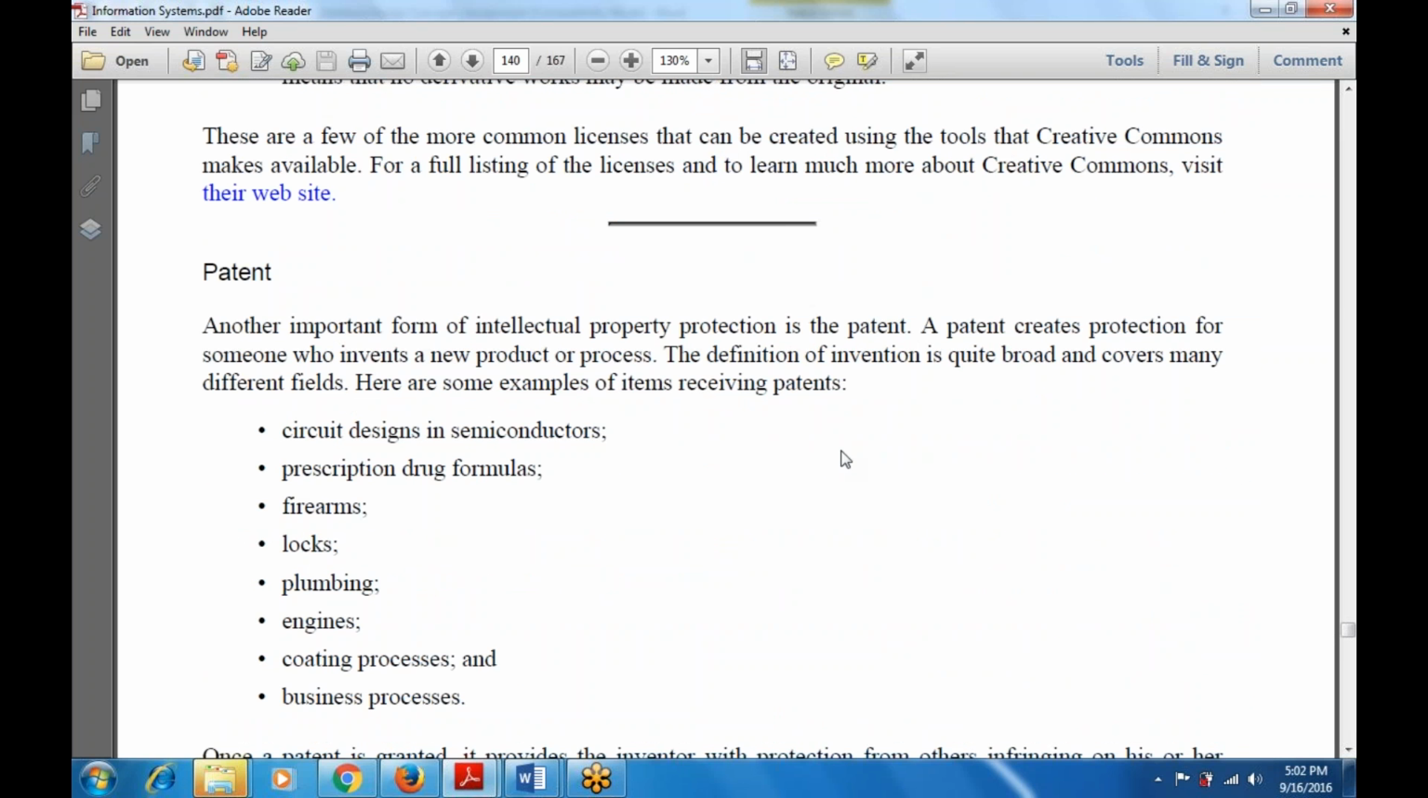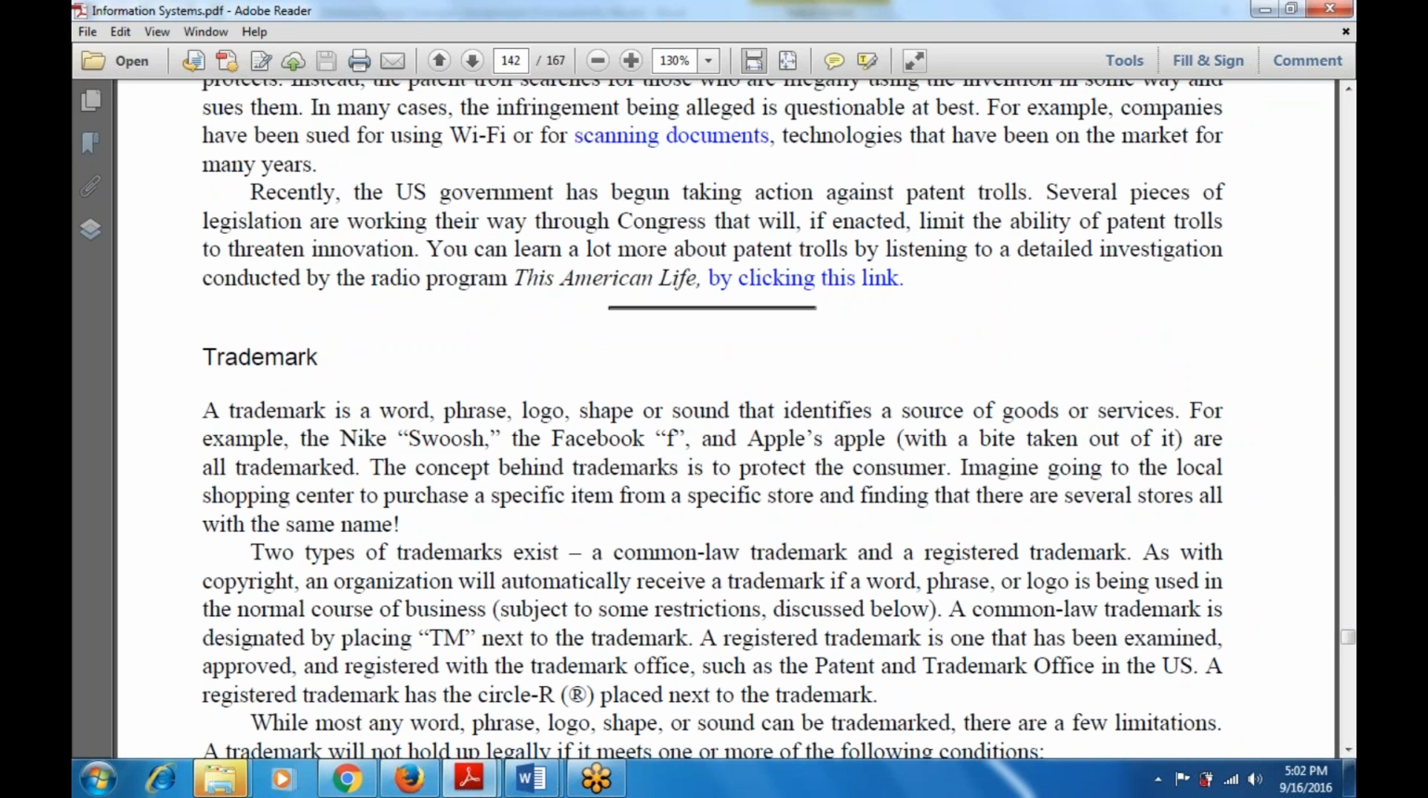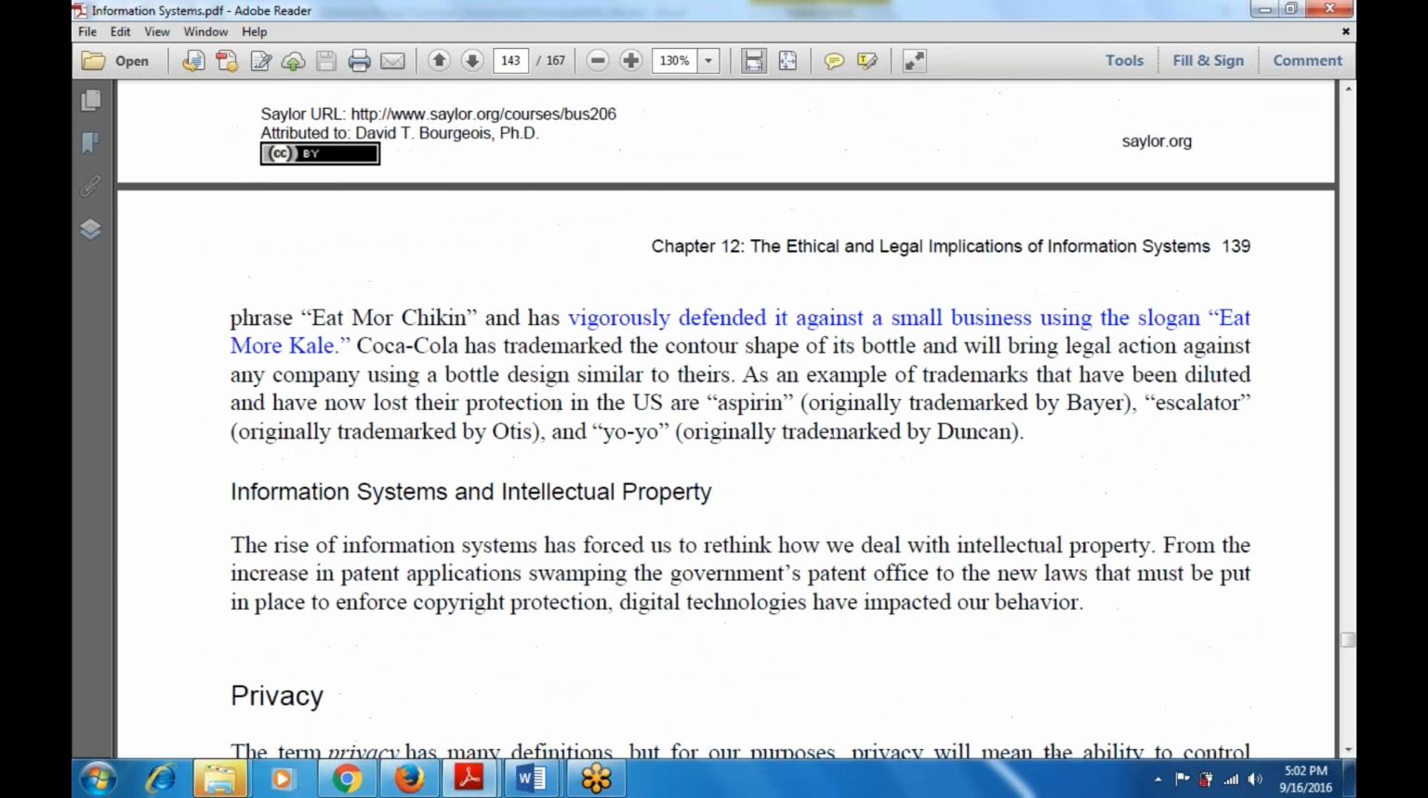The next one is a patent. It is property that creates protection for someone who invents a new product or process. Then there is the trademark, for which the TM sign is used.